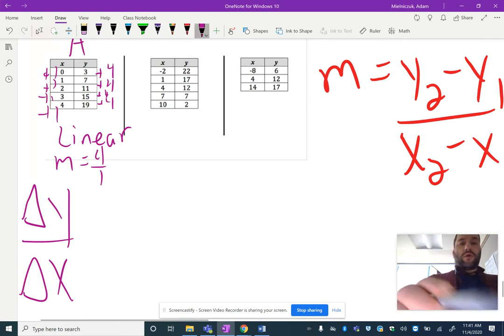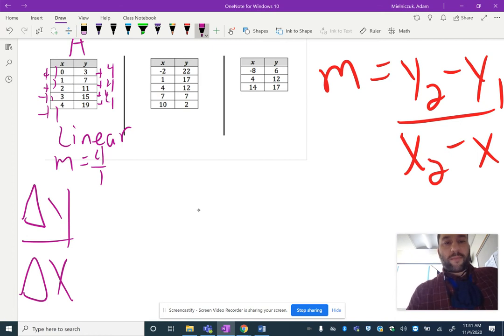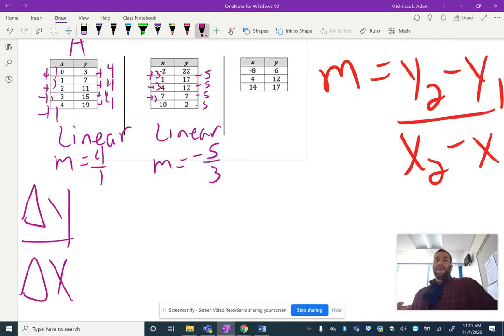Now let's look at another one. For my x's, how far away is negative 2 to 1? That is a distance of what? 3. So plus 3, and then plus 3 again, plus 3 again. All right, what's happening with my y's? Subtract 5, subtract 5, subtract 5. So I can say linear again with a slope of negative 5 over 3, meaning I would go down 5 units on y when I move over 3 units on x.